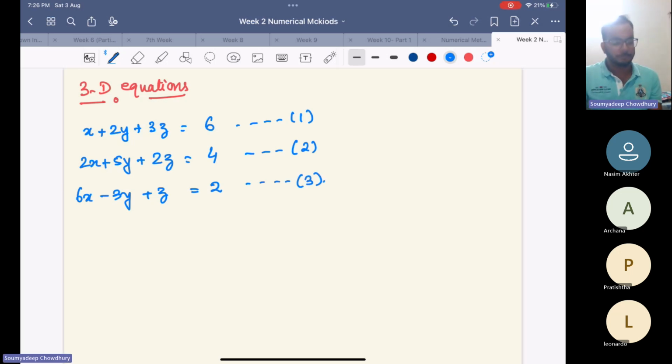So in 2D, if two lines intersect, it gives rise to a point, right? So if two 3D equations intersect, first of all, we need to understand what a 3D equation is. What does it represent? A 2D equation basically represents a straight line, and a 3D equation represents a plane.